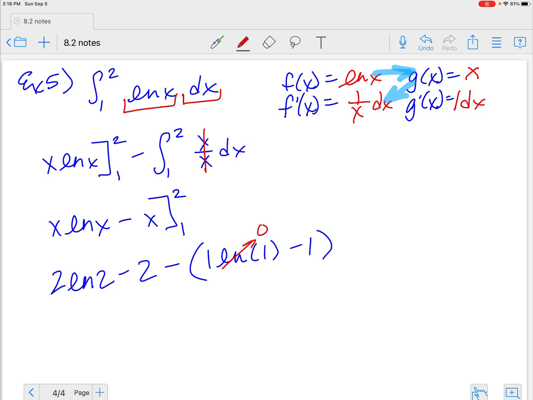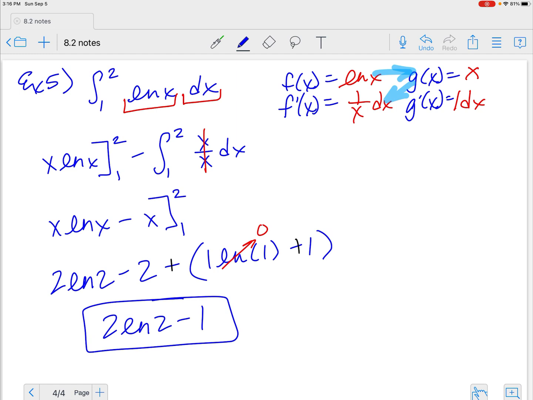The natural log of 1 is 0. So I'm going to distribute that. I now have 2 natural log of 2 minus 1, because negative 2 and positive 1 is negative 1. And natural log of 2, I don't know exactly what that is. Just leave it. That's fine to have that in your answer. There's nothing wrong with that. Okay?